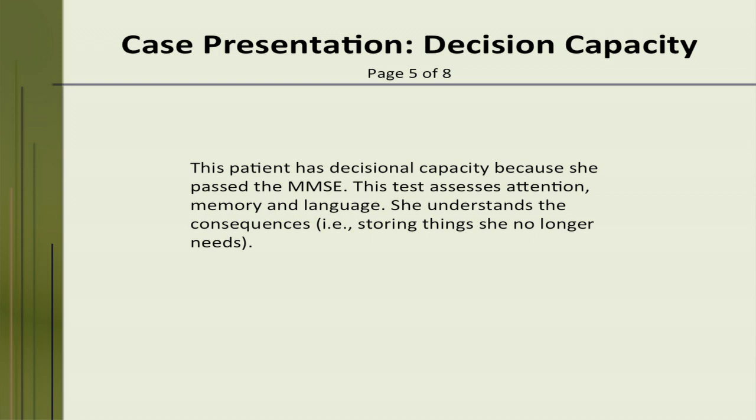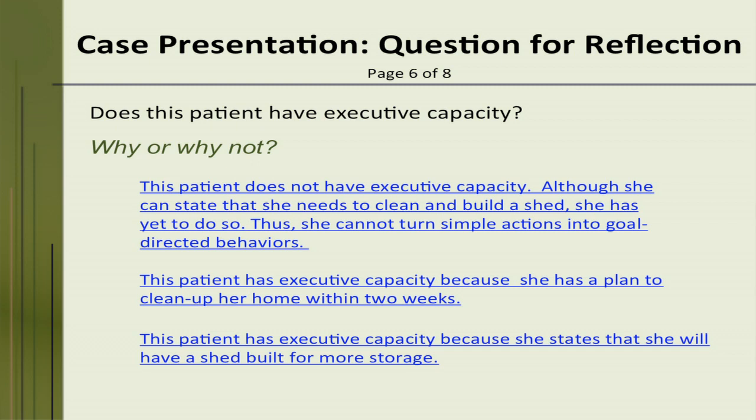Okay. Now, does this patient have executive capacity? Why or why not? This patient does not have executive capacity. Although she can state that she needs to clean and build a shed, she has yet to do so. Thus, she cannot turn simple actions into goal-directed behaviors. Or this patient has executive capacity because she has a plan to clean up her home within 2 weeks, or this patient has executive capacity because she states that she will have a shed built for more storage.